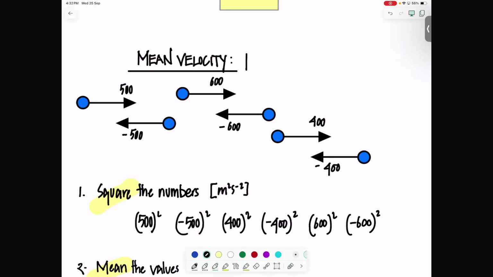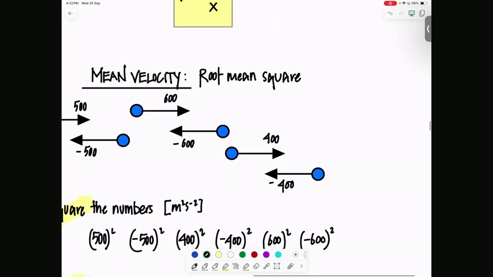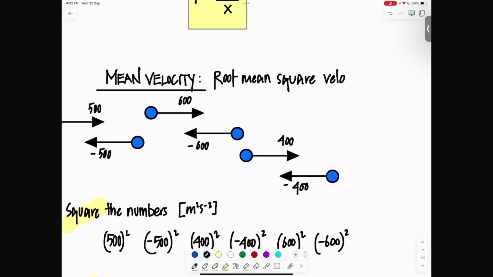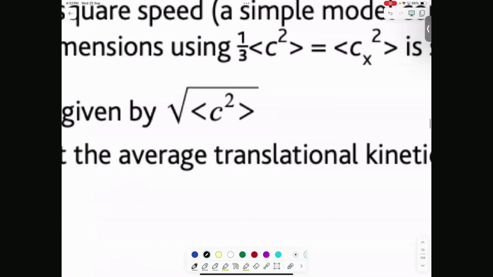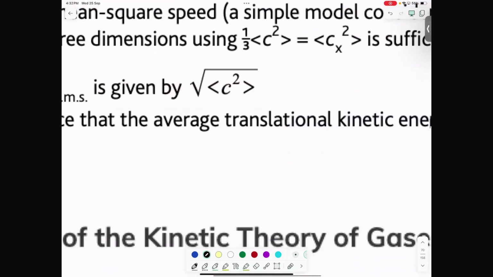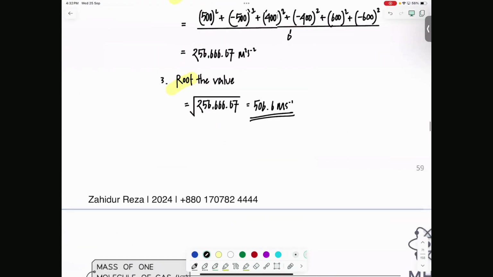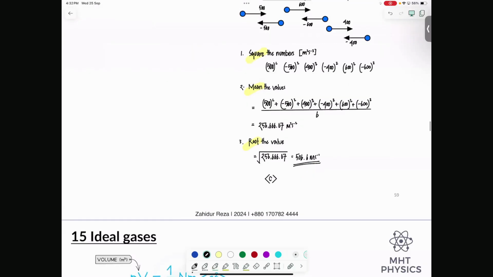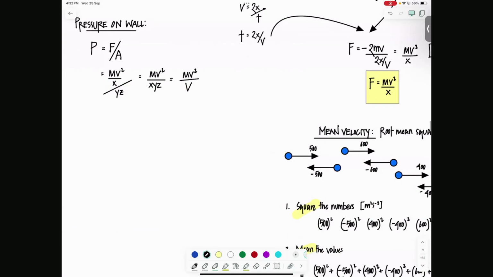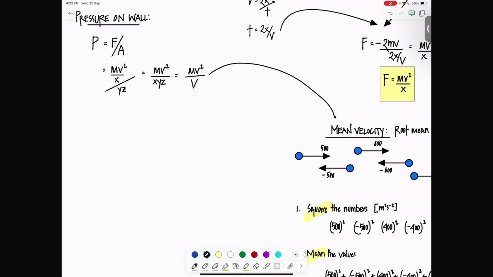So I'll add it here, root mean square velocity. Right, so there is a symbol for it. The symbol is c inside pointed brackets, right? So the symbol here for root mean square velocity is this. We use c for velocity. Clear about that? Okay. So now we will get back to our equation here. We have learned a new quantity, so we'll introduce that here.